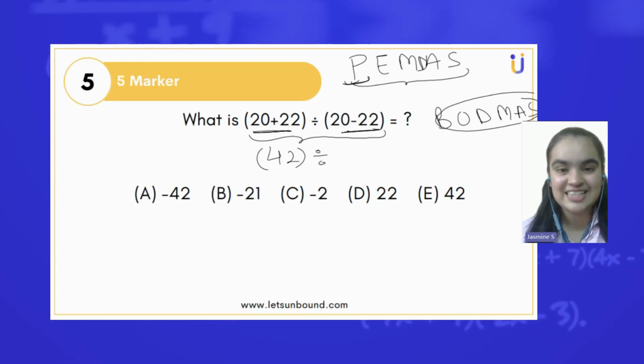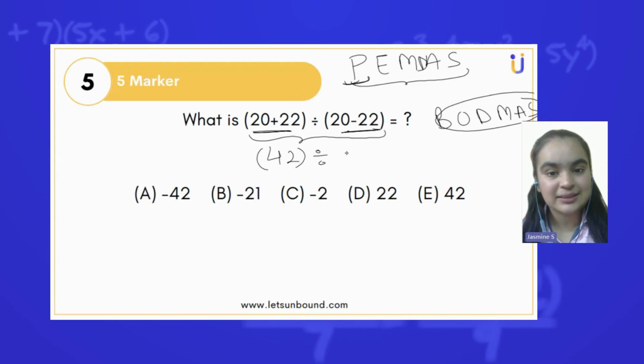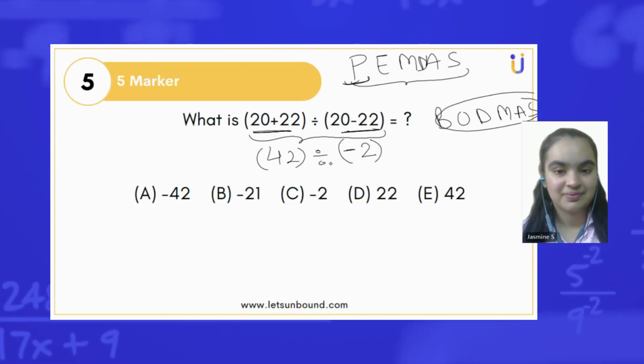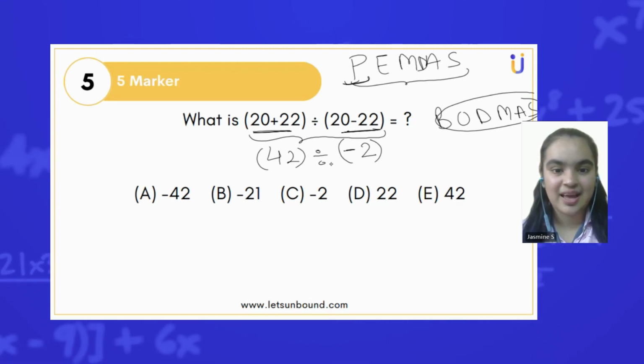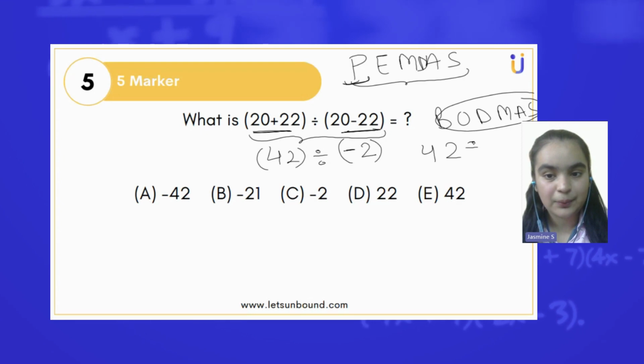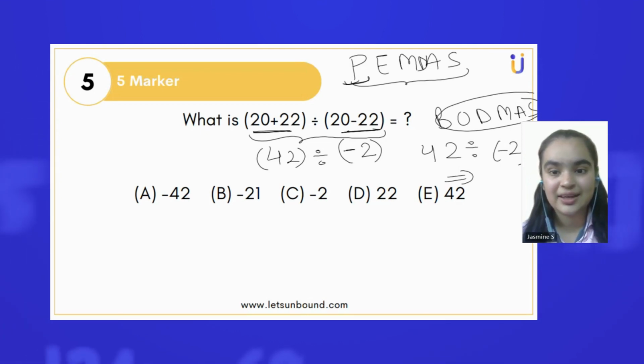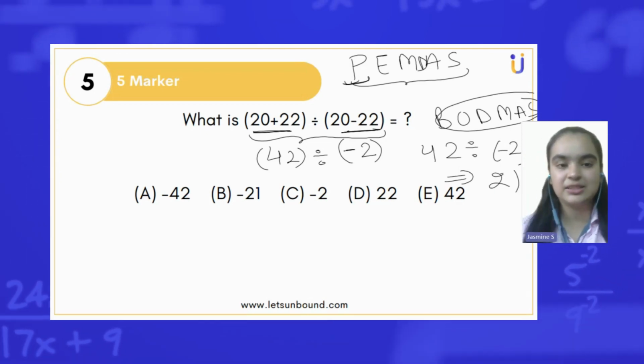Now this is of integers, right? And what is going to be the answer? Minus 2. Now, we can simply divide 42 with minus 2 and the answer will be 21. Will it be negative or positive?